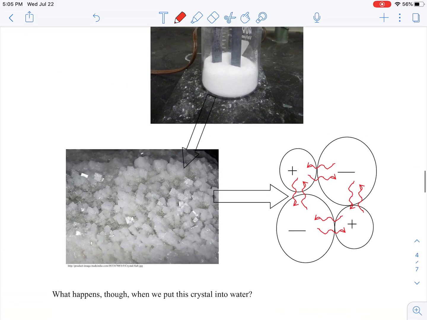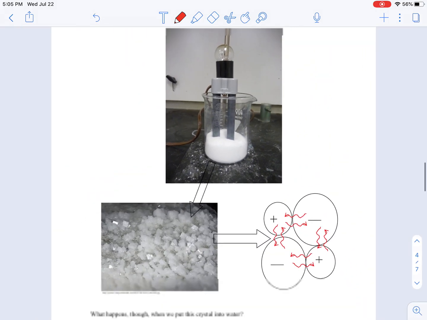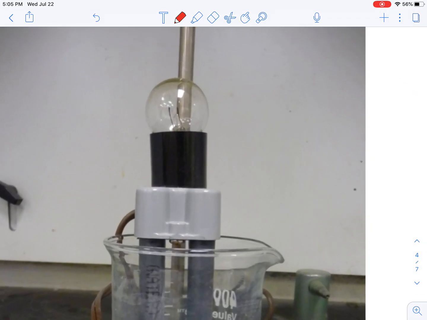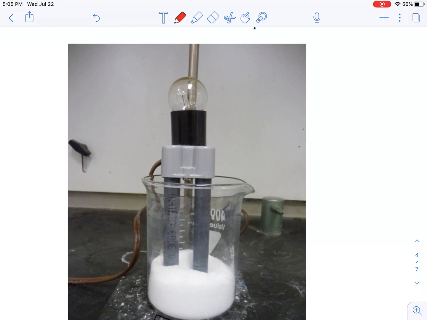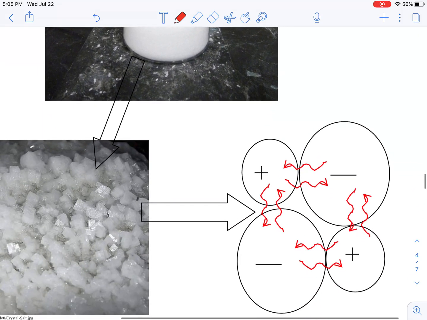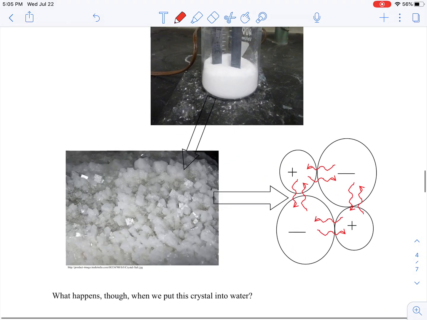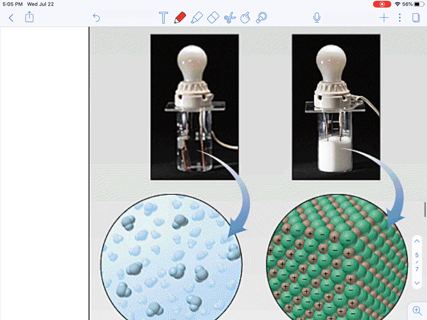So if we were to take a look at these crystals, the crystals here all have positive and negative charges, but in the solid form like this, they can't move, so it doesn't conduct electricity. So we check that out. That salt doesn't conduct electricity because even though it has positive and negative charges in it, they can't move. And again, for electricity to happen, you've got to have movement of charge.